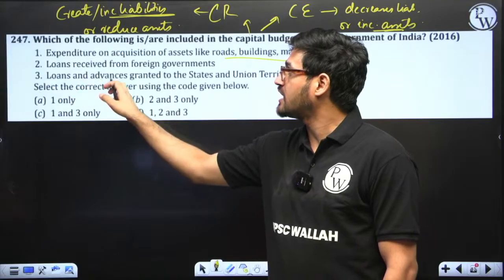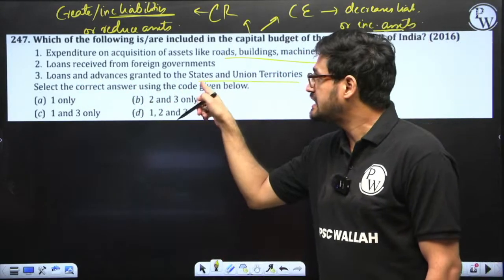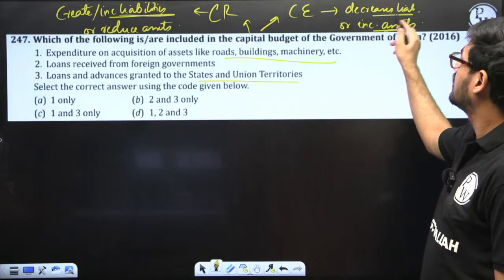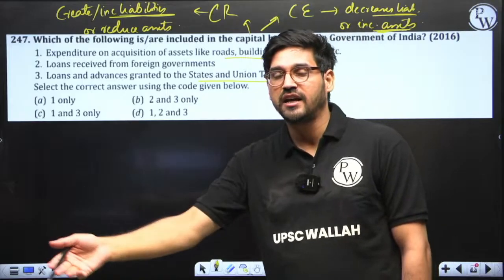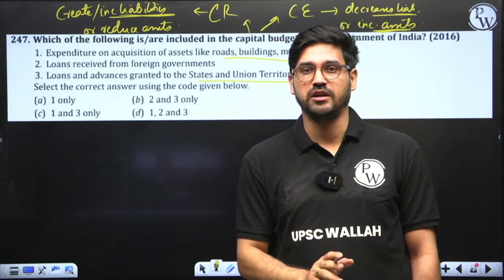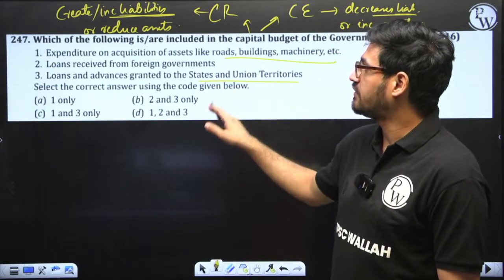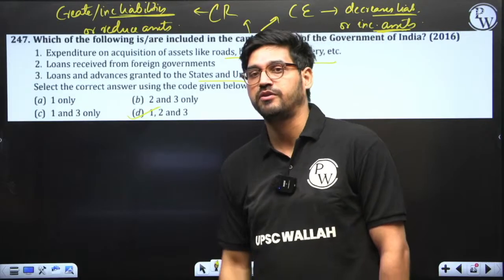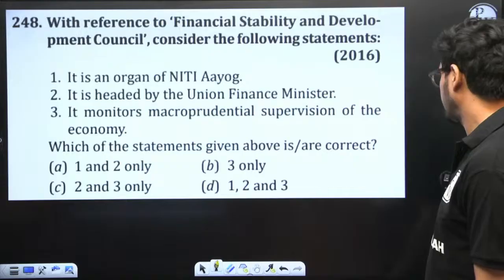Third is loans and advances granted to the states or union territories. This will be a part of your increase in assets. If you are giving loans away, that means these states will have to pay you back in the future alongside with some interest. That means you are increasing your assets. All 3 of them will be a part of your capital budget. We'll move to the next one.